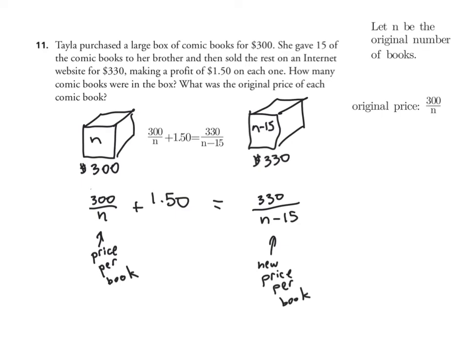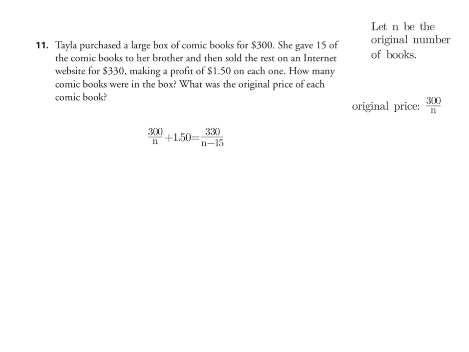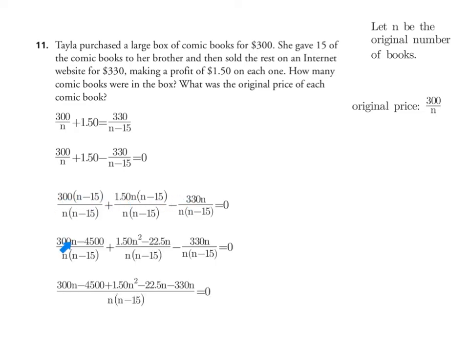All right, so let's clean this up a little bit. Get that equation in a nicer form. So by now you know the routine. Subtract 330 over N minus 15 from both sides to get 0 on the right. Let's get a common denominator of N times N minus 15. Now we'll expand all these. Let's add all the numerators together. Collect like terms, put them in order, take out the leading coefficient. All right, this is even factorable.